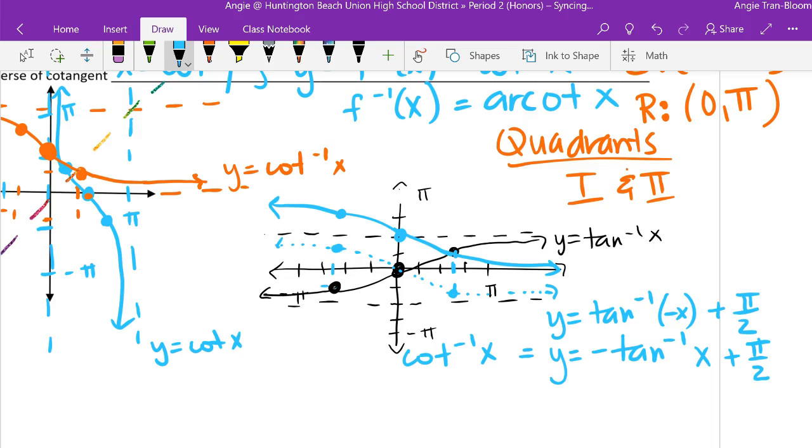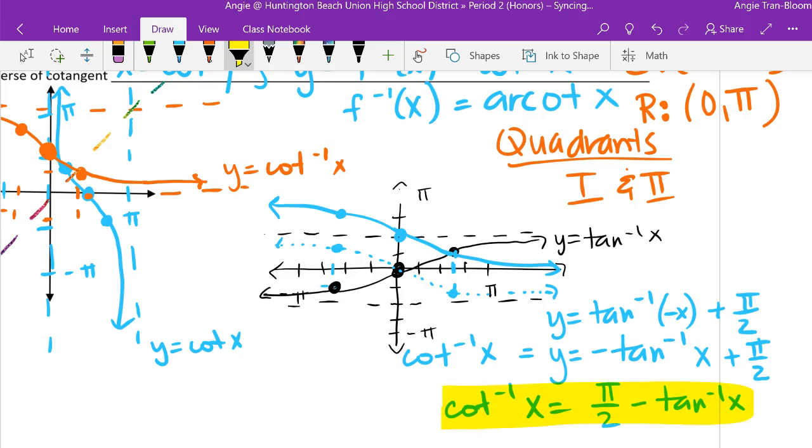Most books probably do not like that negative in the front, so they can also move the pi over 2 in the front: pi over 2 minus tangent inverse of x. That's all the same. So this is one way of getting the cotangent inverse value, and we just proved why. There's another way that I will demonstrate when we do some examples.